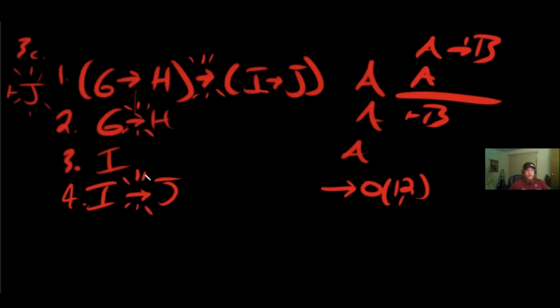So do I have any new ones where I have a new arrow and a left side match? So do I have a new left side match for this one? Well, that hasn't changed. I already used that one. This one itself, do I have a left side match somewhere? Do I have a G by itself? No. Okay, and then this new one that I just got, it's I arrow J. Do I have a left side match for I? I do here in line 3.